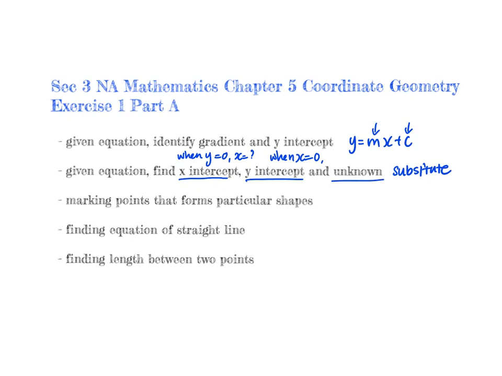And then next, finding the equation of a straight line involves 3 steps. How do we find the equation of a straight line? Number 1, find the gradient. Then number 2, we use y equals to mx plus c. We sub in one point, a point x and y. And then number 3, we write down the equation.